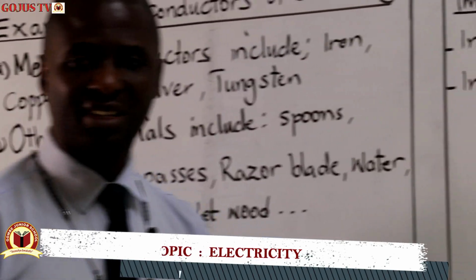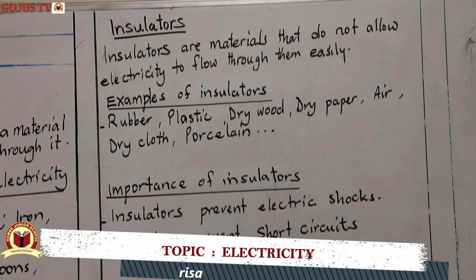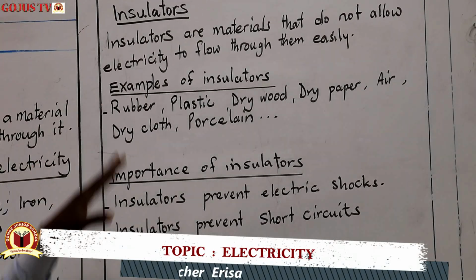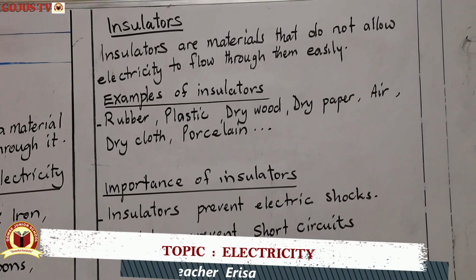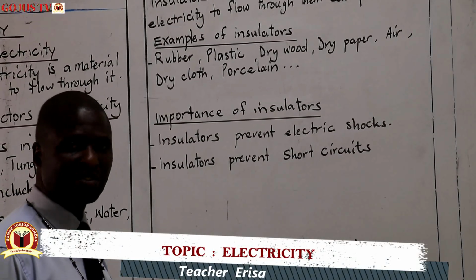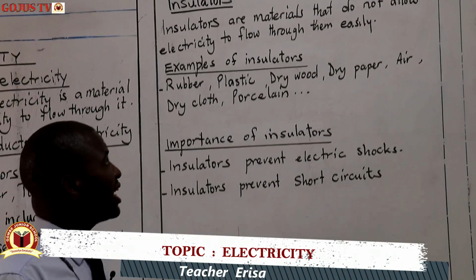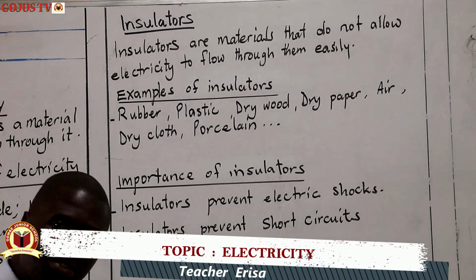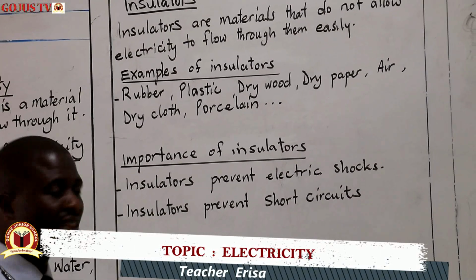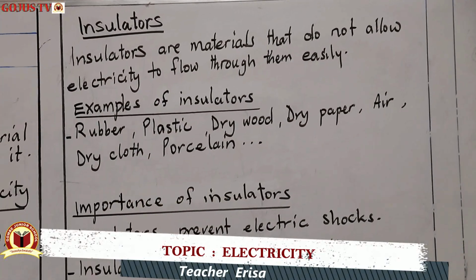As we come to the end, we also want to look at those other materials that do not allow electricity to pass through them. Such materials are called insulators. Children, you are going to say insulators. Thank you very much for those who have said insulators. Insulators are materials that do not allow electricity to flow through them. I have again used the word flow. That do not allow electricity to flow through them.